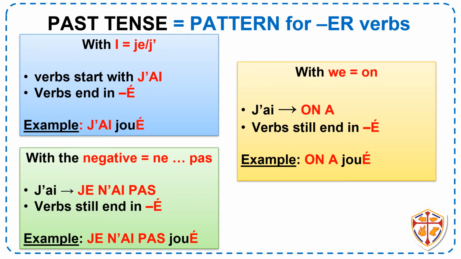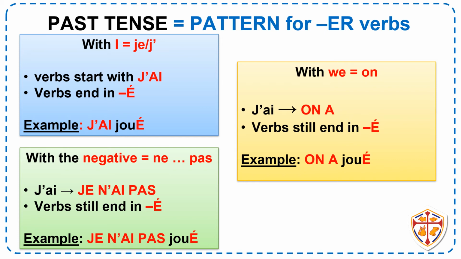That's if you have a verb that starts with je. Obviously, if you want to change it to I didn't play, for example, then you need to make it into the negative and you need to use that ne pas, which we have been working on together in the past. So you will change that j'ai into je n'ai pas, and then at the end of the verb, you still keep that é accent. So you've got an example, je n'ai pas joué.